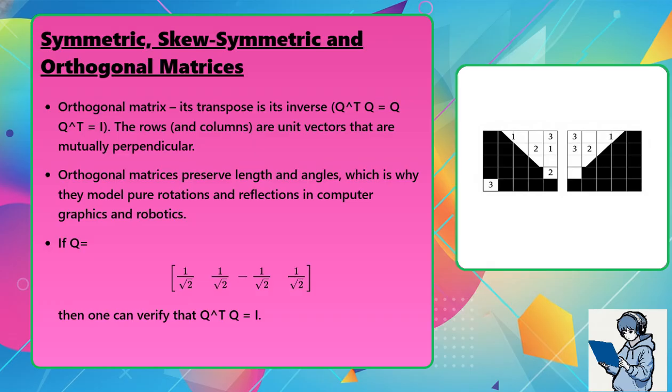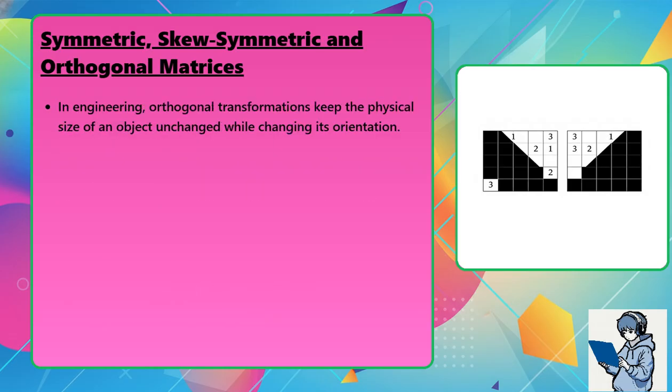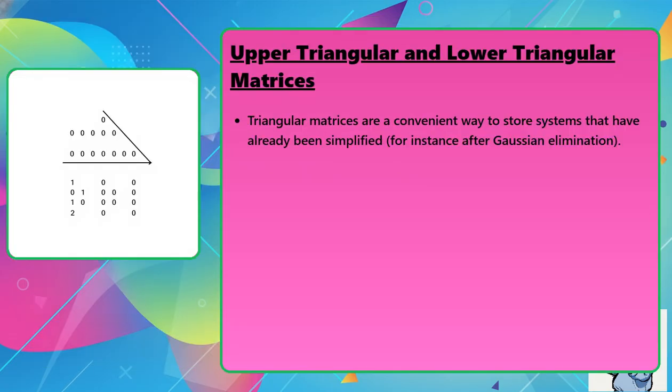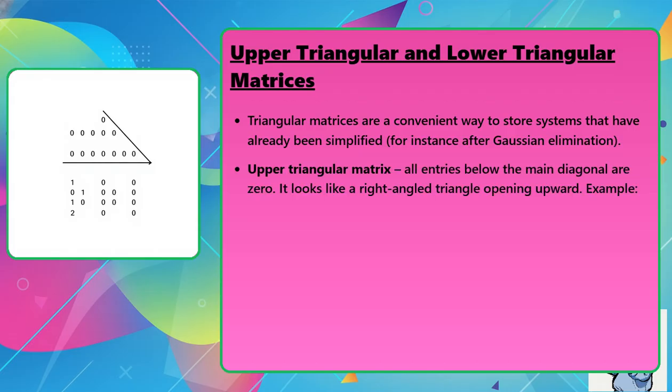If Q equals a 2 by 2 matrix with entries 1 over square root 2, 1 over square root 2, negative 1 over square root 2, 1 over square root 2, then one can verify that Q transpose Q equals identity. In engineering, orthogonal transformations keep the physical size of an object unchanged while changing its orientation. Triangular matrices are a convenient way to store systems that have already been simplified, for instance after Gaussian elimination. Upper triangular matrix: all entries below the main diagonal are 0.